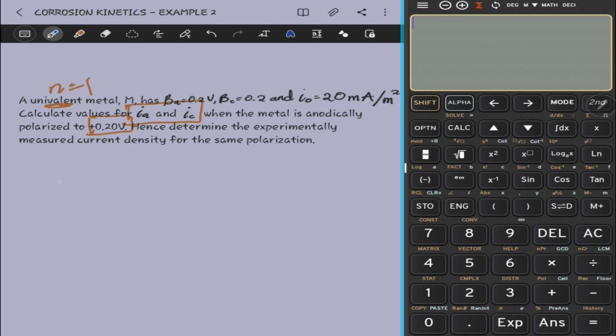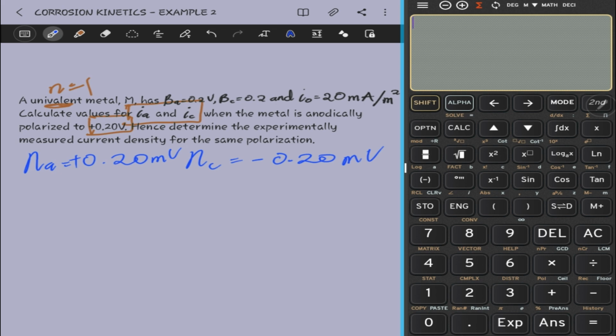So if the anodic overpotential is 0.20, we know that the cathodic overpotential, for a simple reaction, will be negative where this one is positive. It will be negative 0.20. And we know this one will be in millivolts, and this as well will be in millivolts. So they want us to find the current densities, anodic and cathodic.